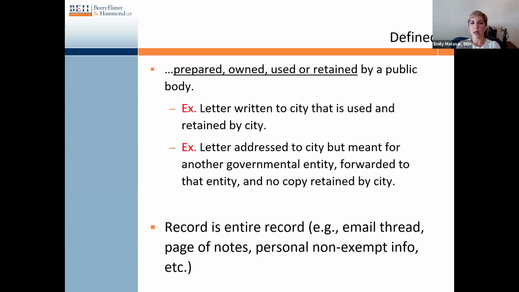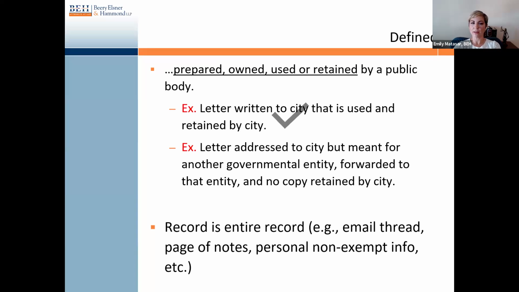Okay, so the third element of the definition is prepared, owned, used, or retained by a public body. We're going to go through a couple examples here. A letter written to the city that is used and retained by the city. Is that a public record? Yes, it is. It qualifies. It's a writing, it contains information about the conduct of the public's business, and it's prepared, owned, used, or retained by a public body.